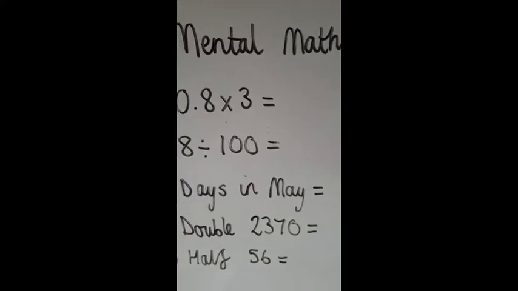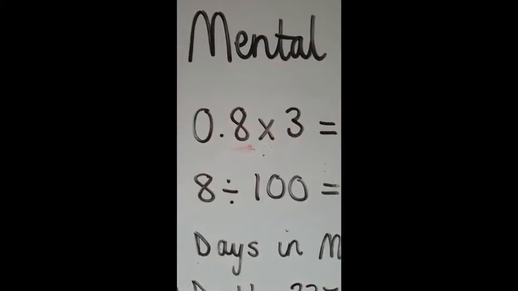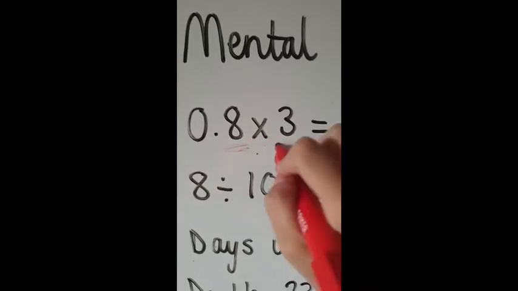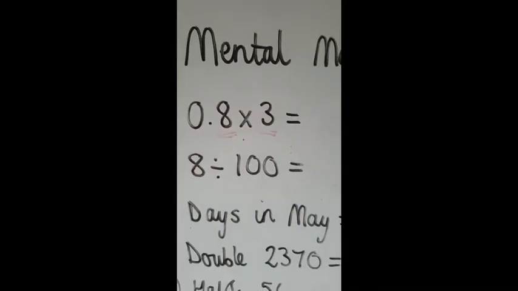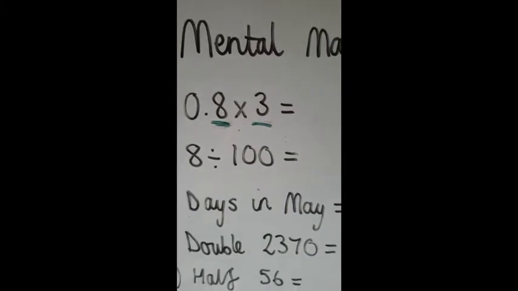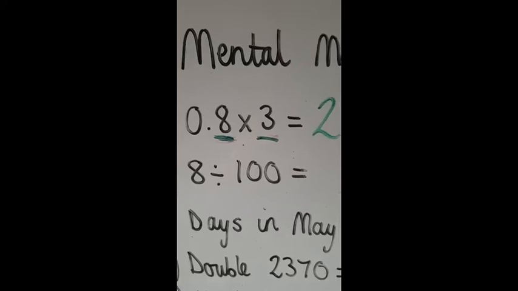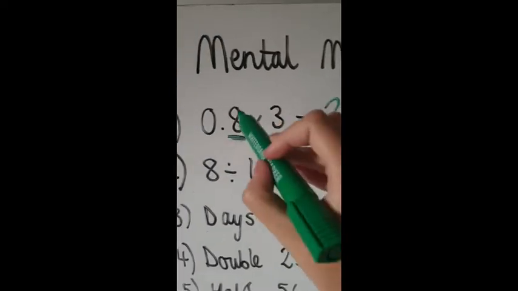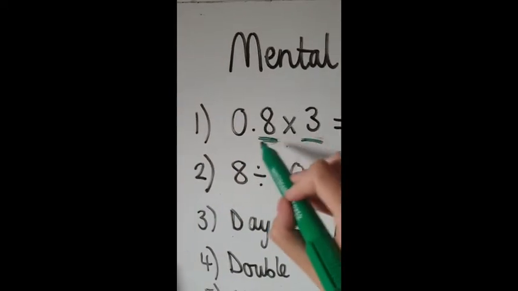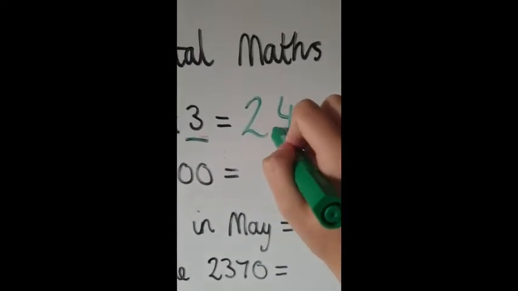Okay, so here we go with the answers. So number 1, if you know what 8 times 3 is, which is 24, okay, you can see that 0.8 is 10 times smaller than 8. So you need to make your answer 10 times smaller, 2.4.